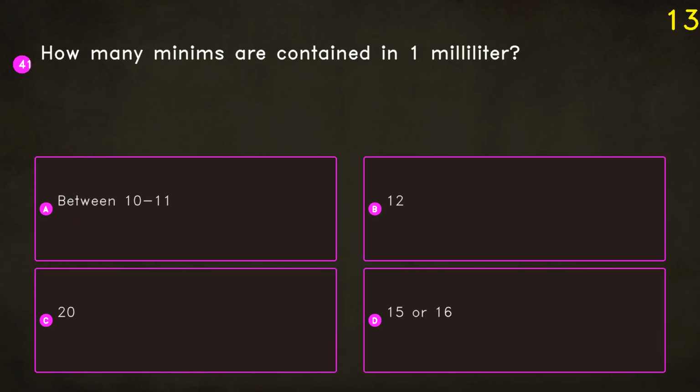Question 41. How many minims are contained in 1 milliliter? A. Between 10 to 11. B. 12. C. 20. D. 15 or 16.